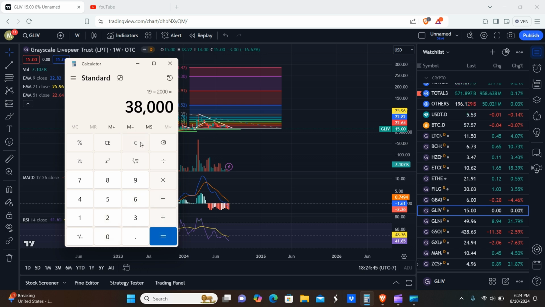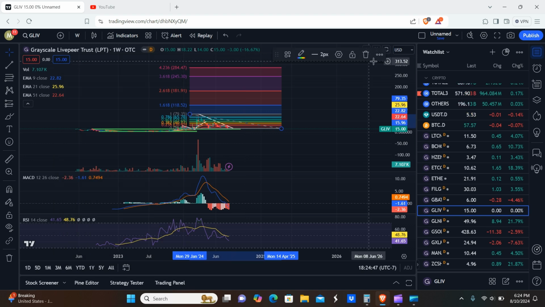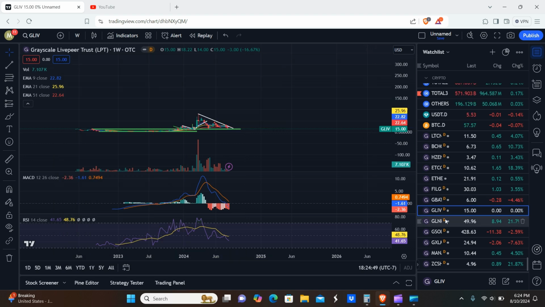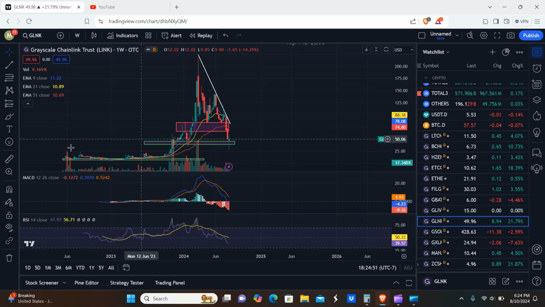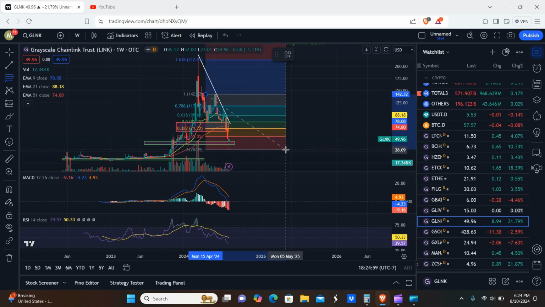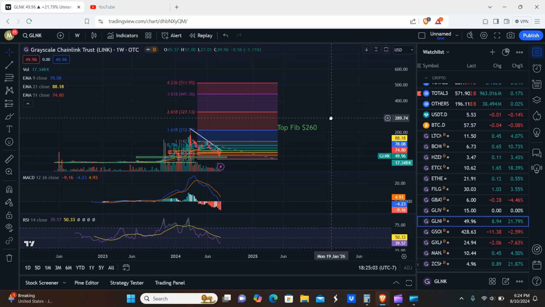times 2,000, so 38,000. I mean, it pretty much just comes back to what Warren Buffett said, which is be greedy when others are fearful and fearful when others are greedy. So if you're a person that can sit on the side heavy in cash and just simply wait to buy the dip, I mean, it could pay off significantly. And just understand, if you miss an opportunity, there's always another opportunity around the corner.